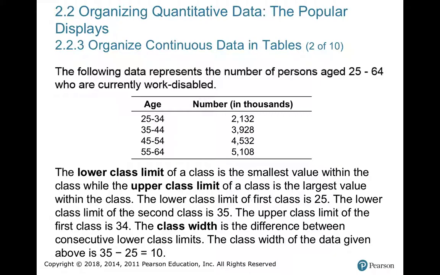That's because if we're working with continuous data, somebody might be 34.5 years old, right? So it's actually 10 years that have passed from the 25 to the 35 before they go into that next age group. So make sure you're subtracting the lower limits to find those class widths, not subtracting a lower and an upper.